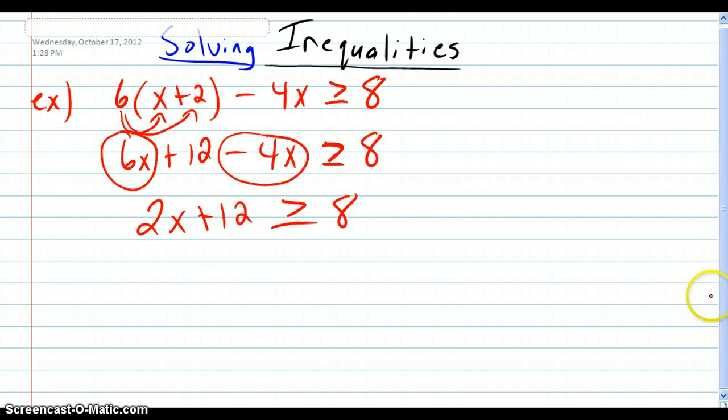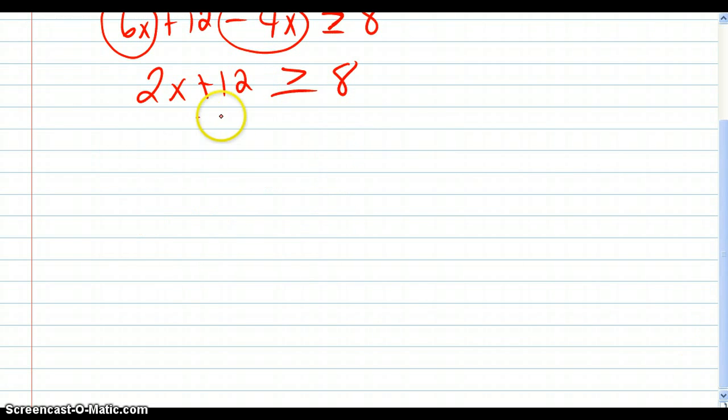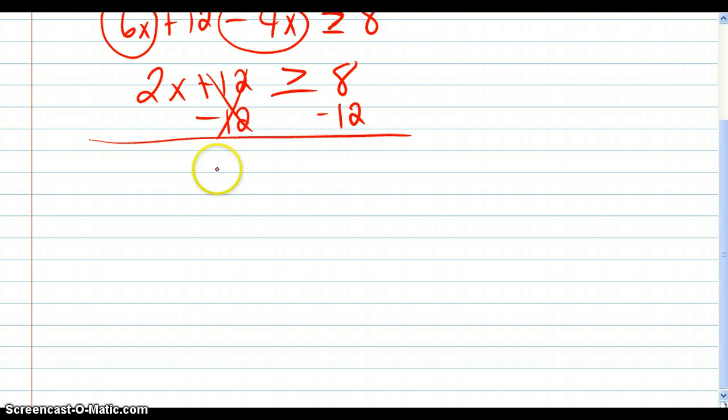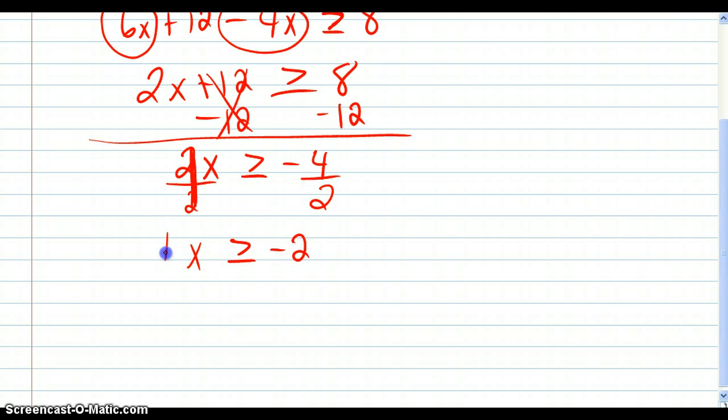Get rid of your 12 because it's in the way of the x. Minus 12. Minus 12. 12 minus 12 is 0. Goes away. Good. 2x. Bring down the symbol. And 8 minus 12 is a negative 4. Then we divide by 2. This is a big 1. X is greater than or equal to negative 4 divided by 2, which is negative 2.